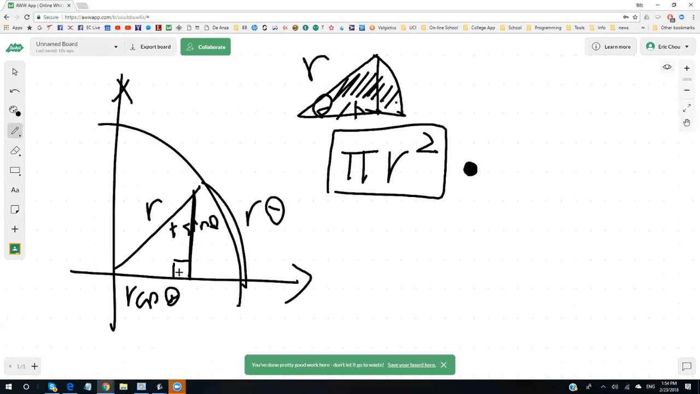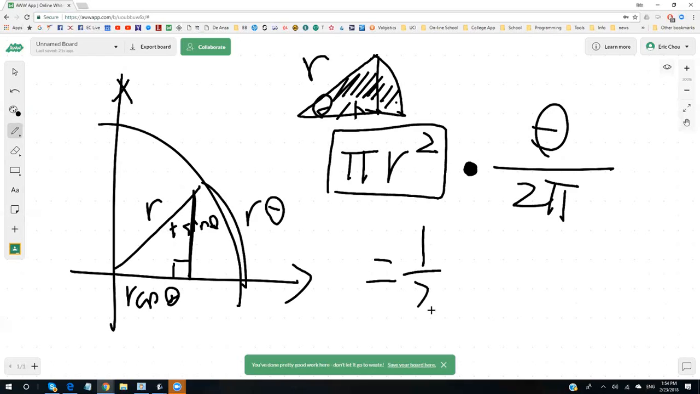The whole circle is 2 pi, and this one is only occupying theta, because that's the ratio of this one to the whole circle, right? Yeah. So then it's what? 1/2 r squared theta. Yeah, it's 1/2 r squared theta, equals 1/2 r times r theta.